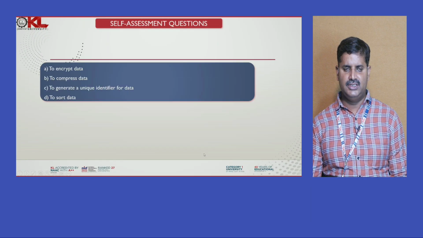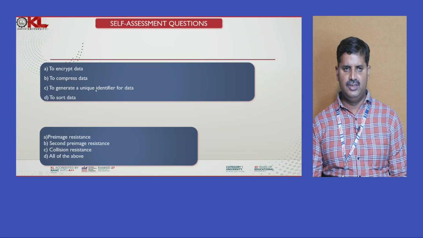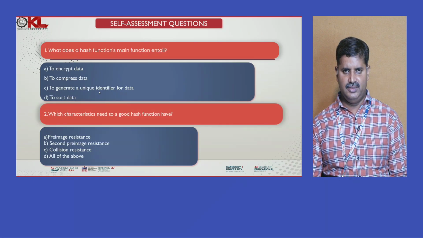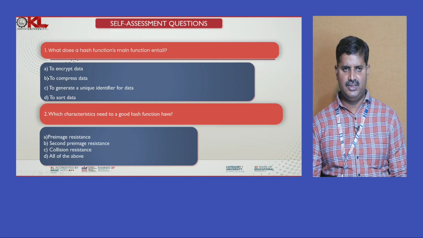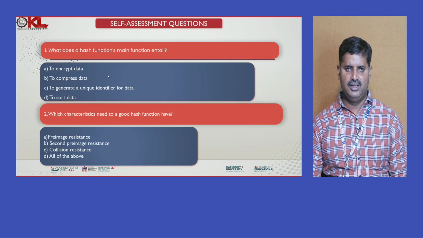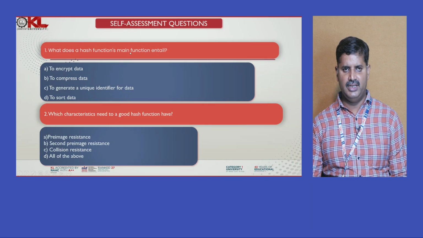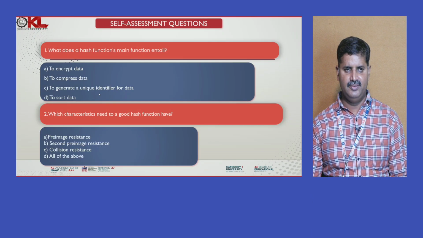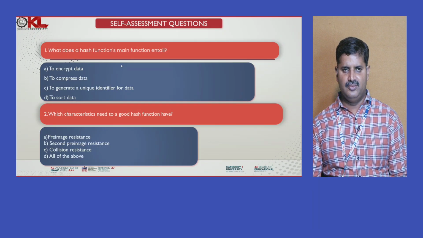Coming to the self-assessment questions, I have to describe the lessons in order. First of all, we see what sort of questions will come. What does the hash function main function entail? To generate the unique identifier for the data. Because the hash function's major motto is a summary of any user input.